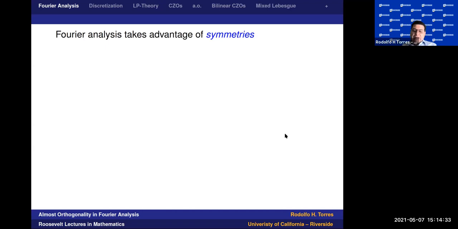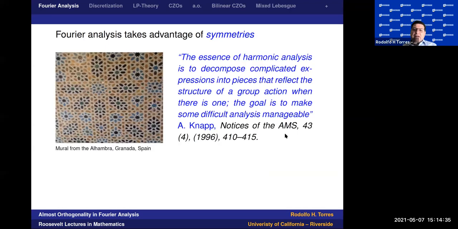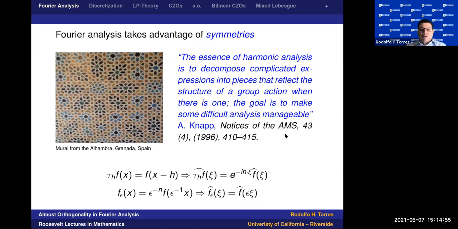So something very useful in Fourier analysis is that it takes advantage of symmetries. And I like this quote a lot by Anthony Knapp, who said that the essence of harmonic analysis is to decompose a complicated expression into pieces that reflect the structure of a group action when there is one, and the goal is to make some difficult analysis more manageable. So what do we mean by symmetry? We're talking in this case about translations and dilations, and so they get transformed in a very peculiar way by the Fourier transform.